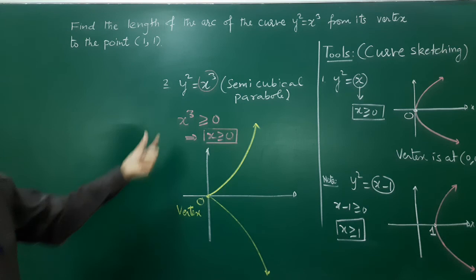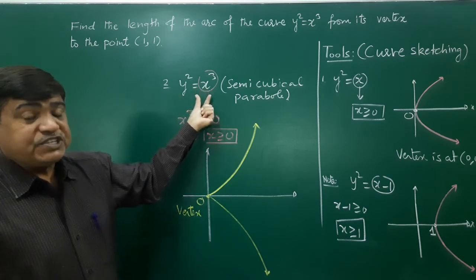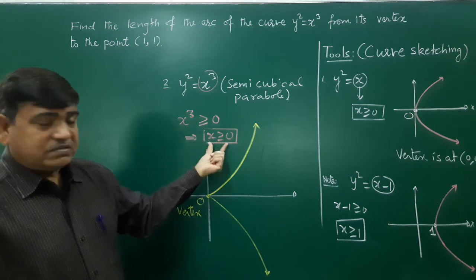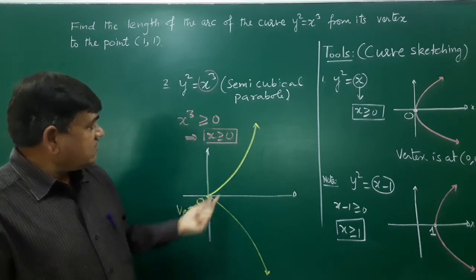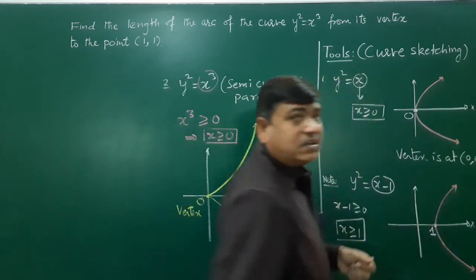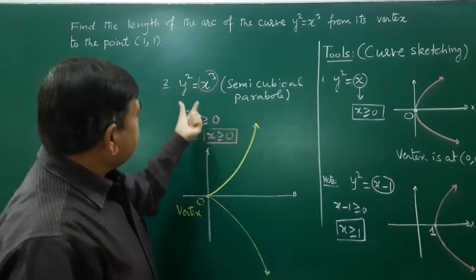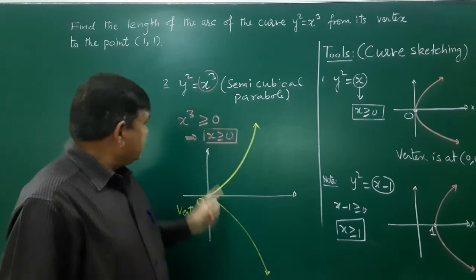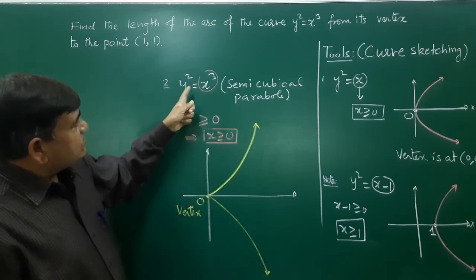So if it is y square equals to x cubed, this part must be positive, so definitely x is positive. And the graph is just like this. This is the parabola that opens towards the x-axis. Here it is the semi-cubical parabola. So it is y square equals to x cube.